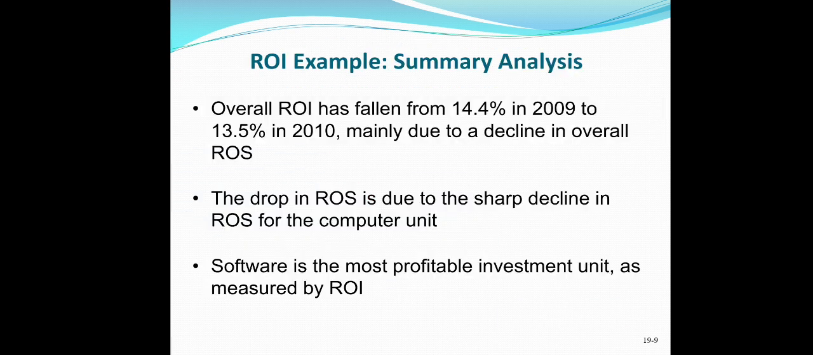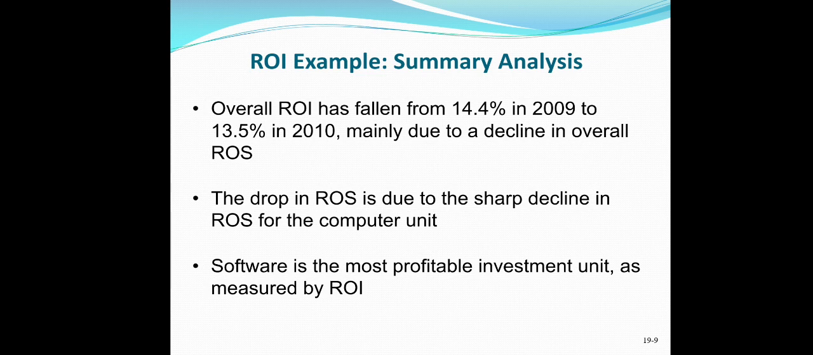And software is the most profitable investment unit as measured by the ROI. The computer unit is the worst one. The decline in ROS is due to the sharp decline in ROS for the computer unit.